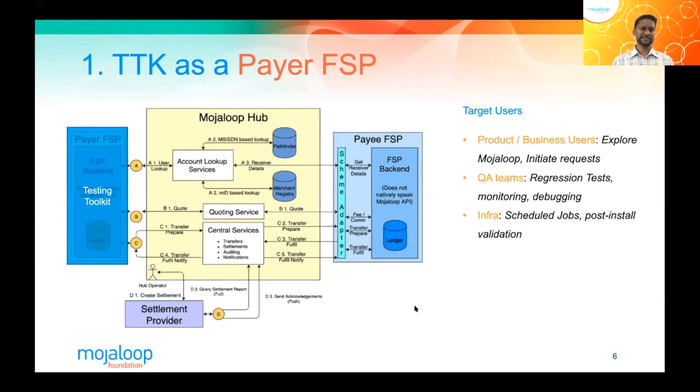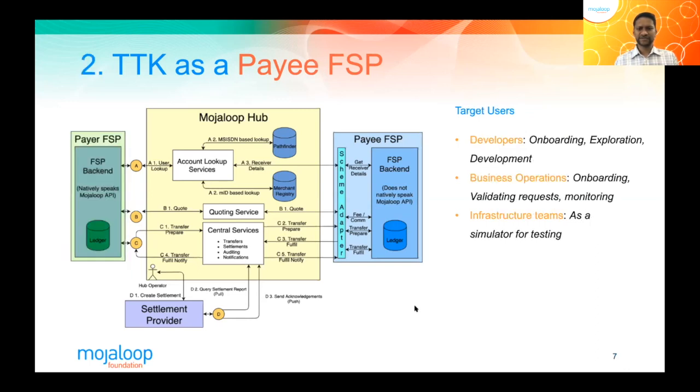The results can be published to Amazon S3 or whatever is integrated with it, and then quickly send a Slack notification. We actually use this on the core team. Once I deploy a Mojaloop installation, I know whether it succeeded or not by just looking at the Slack notification and the result page from there. Business and product users can use it for exploration and monitoring as well.